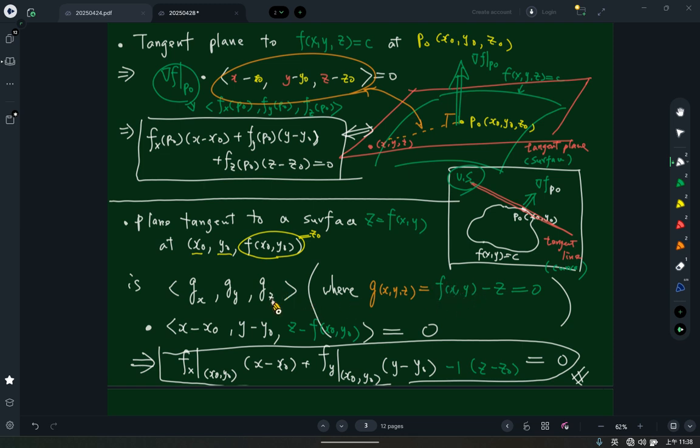So partial g partial z, this part will be 0. But for this part, negative z, when we calculate its partial derivative with respect to z, that will be negative 1. So finally we can get this one. This depends on the conditions that the question just gives you. If they give you like this one, you can just follow this one.